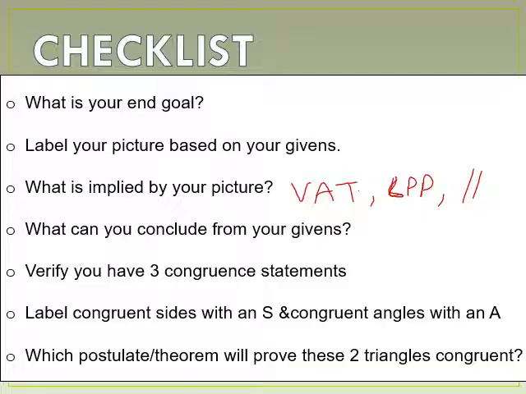Then, what can you conclude from your givens? Verify that you have 3 congruent statements. So again, if I'm going to prove triangles congruent, I have to know 3 facts, a combination that matches any of our shortcuts. I haven't been labeling the S's and A's a whole lot, but I've been pointing them out. I think it can get kind of cluttered if you do that. And then obviously, use your postulate or theorem to prove the 2 triangles congruent.